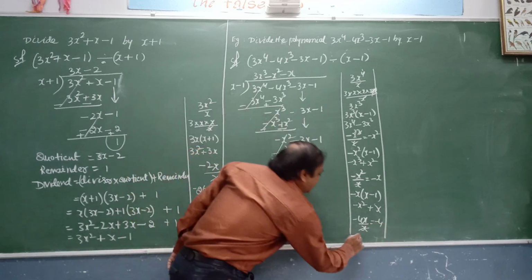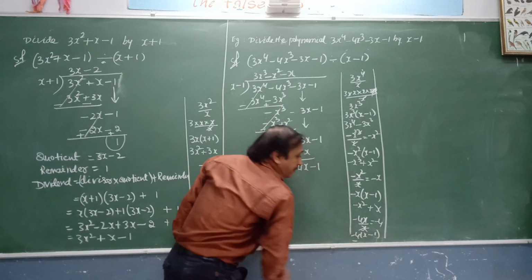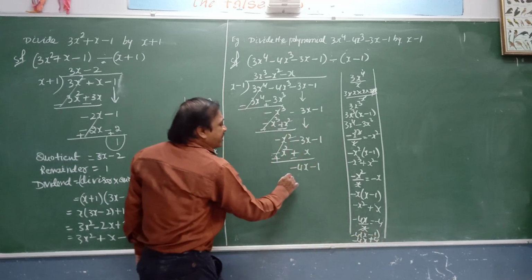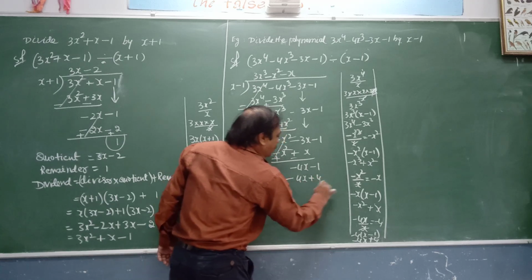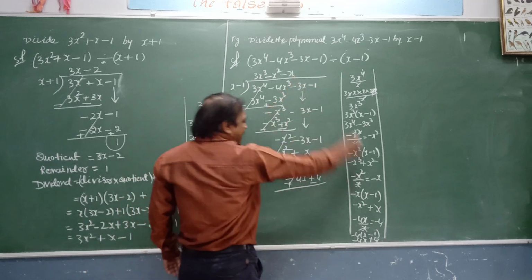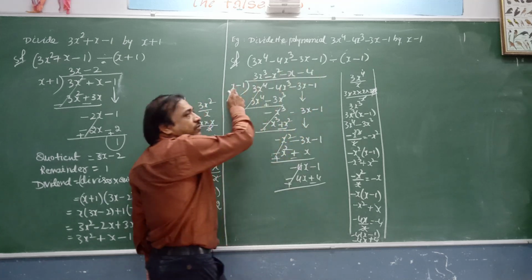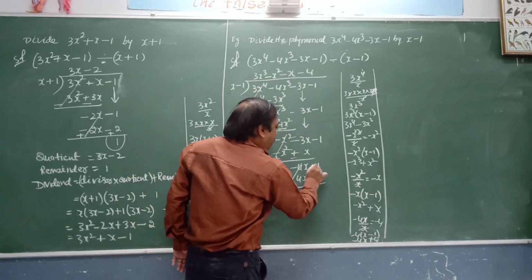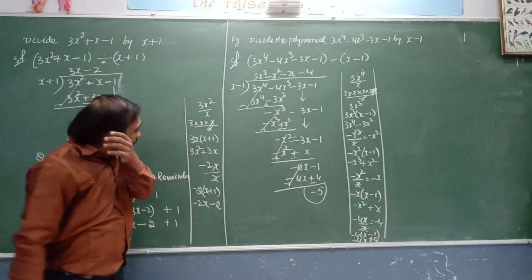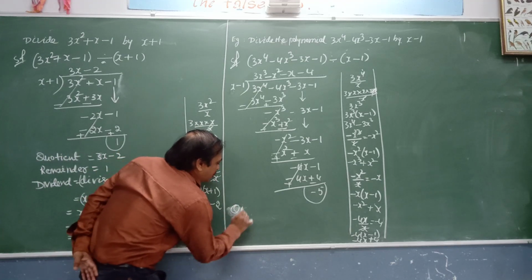So minus 4 into x minus 1 will give you minus 4 into x, minus 4x, minus into minus plus, 4 ones are 4. So minus 4x plus 4. These two get cancelled. And here, this minus 4 into x minus 1 we took. That is the minus 4. Now minus 1 minus 4 will give you minus 5. This is the remainder.